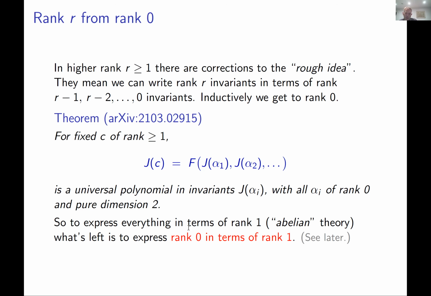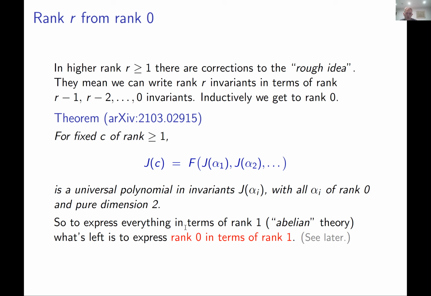But what we really wanted to do is express everything in terms of rank 1, the Abelian theory, and Gromov-Witten theory. So what that leaves is to express rank 0 DT theory in terms of rank 1. I will come back to that at the end. We'll do our procedure again and go via rank -1, but I'll explain what that means at the end.